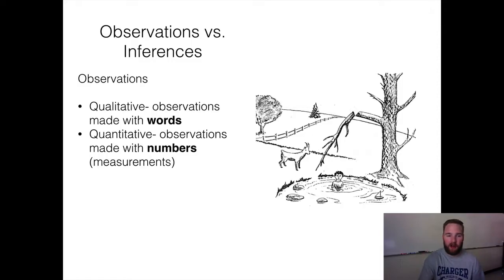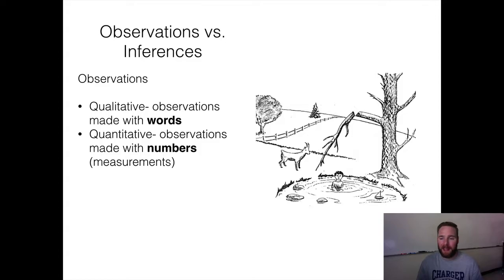What did I just do there? I just used my senses, right? In this case, sight, and I made some qualitative observations. Observations with words, right? We can also make quantitative observations. Maybe I could say there's 4 branches off the main branch there. I could say the goat has 2 horns. I could say there's 3 rocks in the water. I could make some quantitative observations as well.